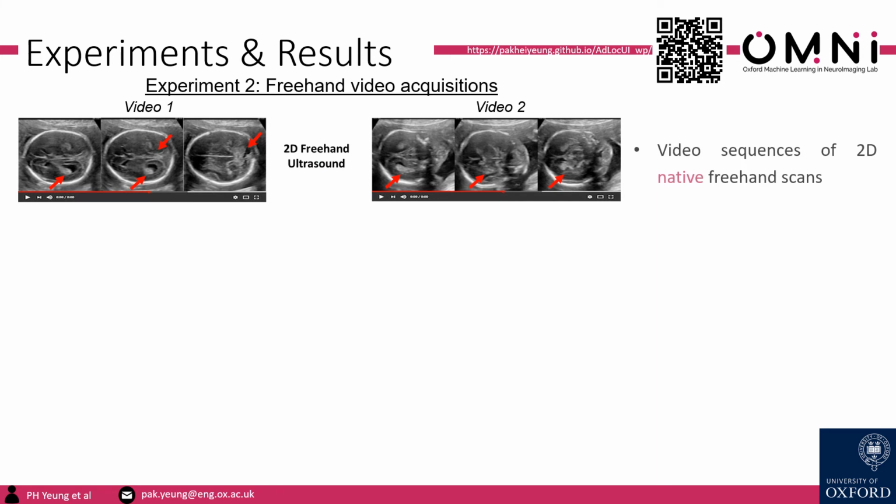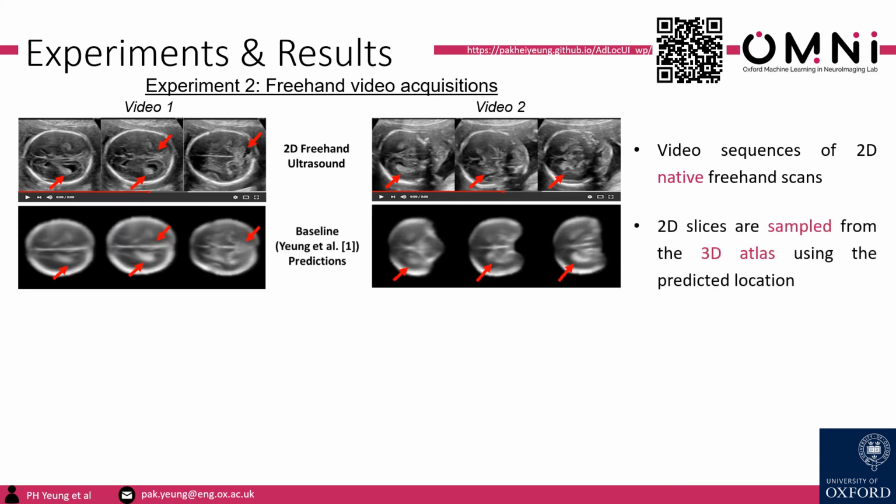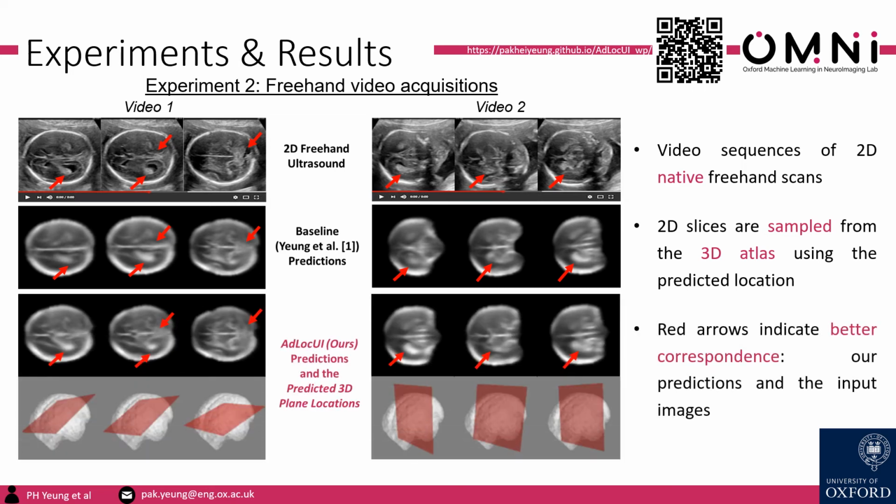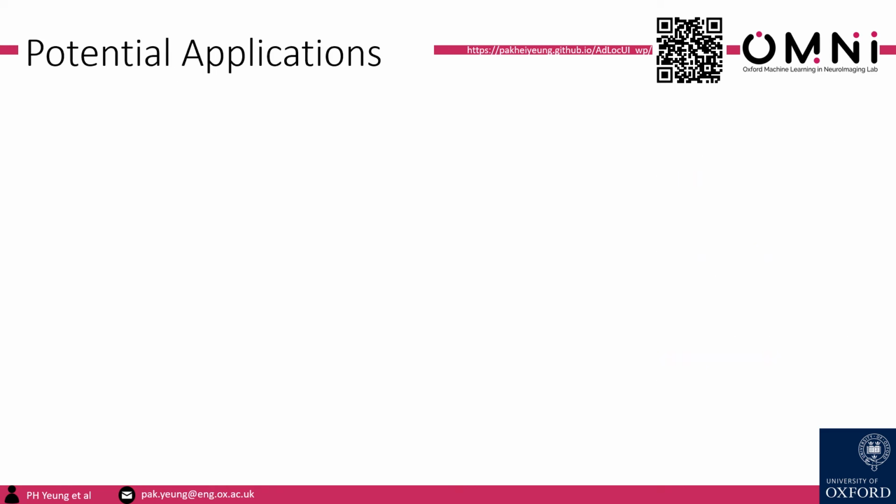We also tested on video sequences of 2D native freehand scans. Using the predicted location, 2D slices are sampled from the 3D atlas to compare with the corresponding input ultrasound scan. The red arrows indicate that our predictions match the input scan much better, suggesting our predictions are much more accurate. AdLocUI has several potential applications in practice.